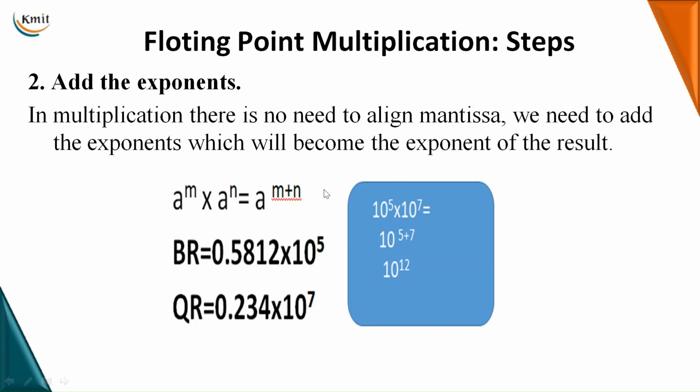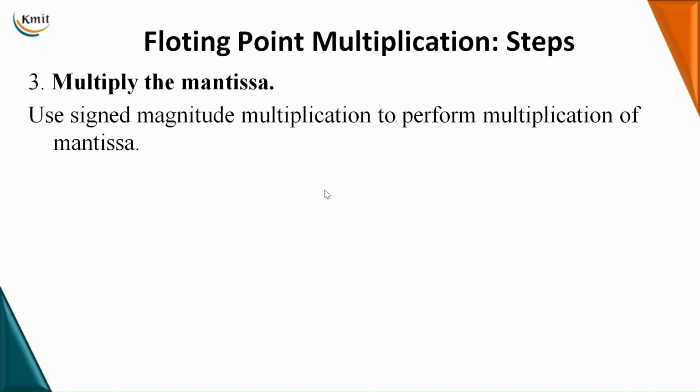The only thing we have to do is just add the exponent part of your data. And going for the next step, you need to multiply the mantissa part of your data. So here, to perform a multiplication of the floating point numbers, you have to implement the concept of sign magnitude multiplication to perform a multiplication of your mantissa part of your data.